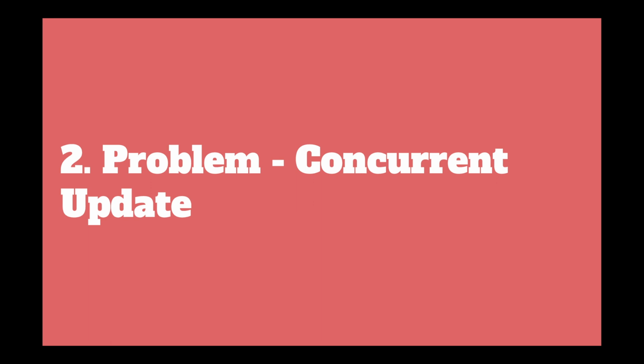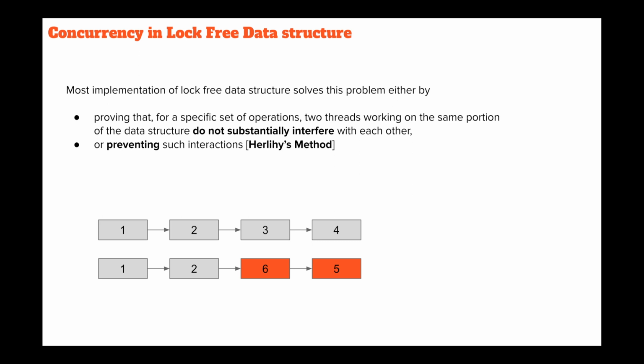Problem 2 was concurrent updates. Generally, when we want to introduce concurrency in a lock-free data structure, we essentially take one of two routes. The first route is by proving that a specific set of operations by two threads working on the same portion of the data structure do not substantially interfere with each other, or by preventing such interactions. Herlihy's does the second one. So it prevents interfering operations, and that is kind of a bottleneck for concurrency.